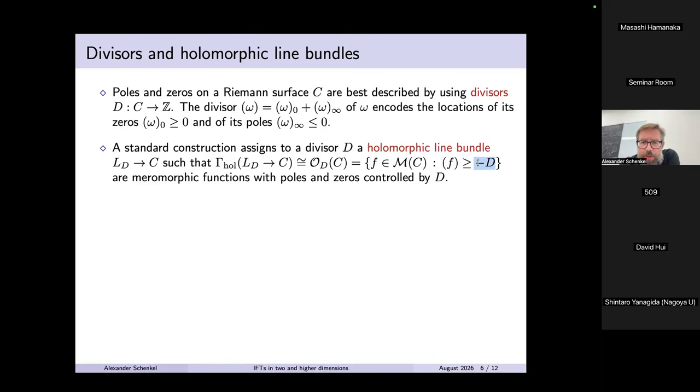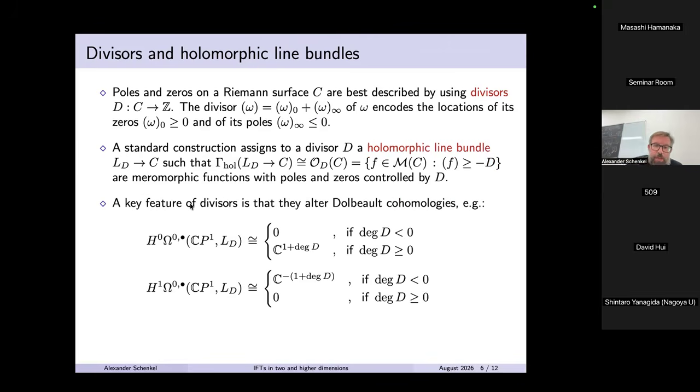So for example, if the divisor is positive at some point, minus D is negative, and then this condition here tells you that f at these points is allowed to have poles of a certain order up to what minus D is. So this is the mechanism here. So you can take a divisor, so you can specify which kind of poles and singularities you would like to have, build a line bundle such that the holomorphic sections of this line bundle are exactly divisor-conditioned functions.